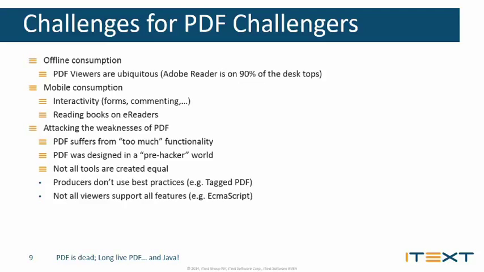And then one of the bigger problems is that not all tools are created equal. Publishers don't always use best practices, so if you have the choice of 20 producers, most of the producers won't create tagged PDF, whereas tagged PDF, as we will see in our session, is gaining importance. And some PDFs you can open in Adobe Reader because Adobe Reader is very tolerant towards faults. But then, for instance, if you would open them with iText, you would get an exception because the PDF doesn't follow the specs.